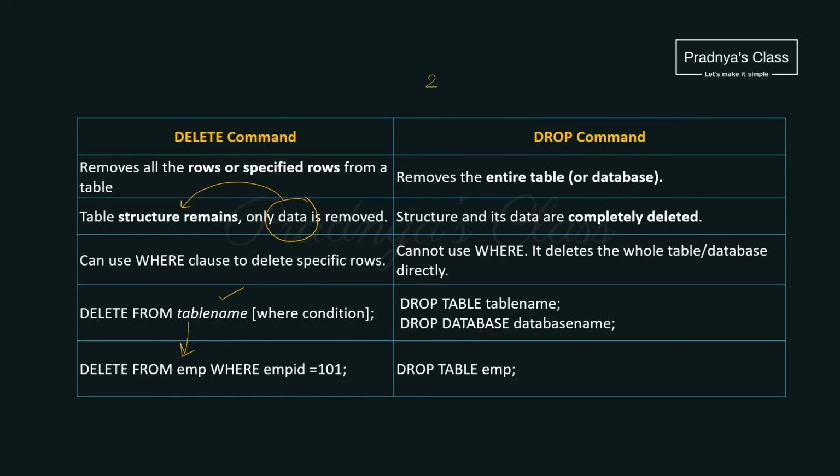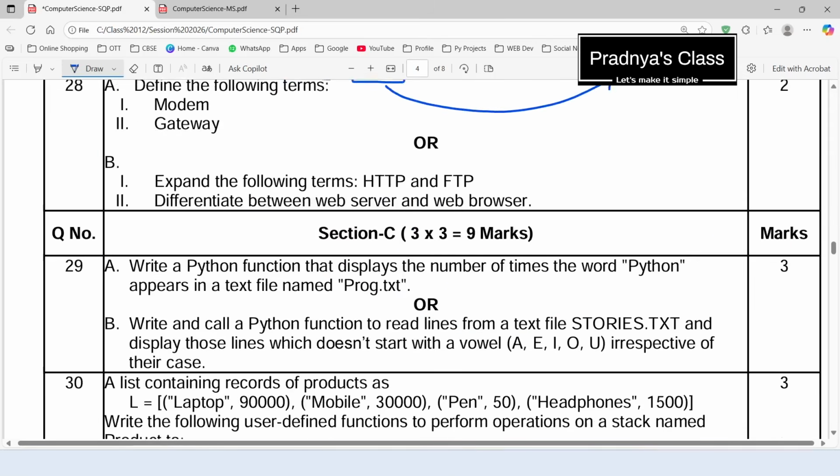This question is for 2 marks, so I would suggest to write 4 differences. It means half mark for each difference. Hope you got the point.